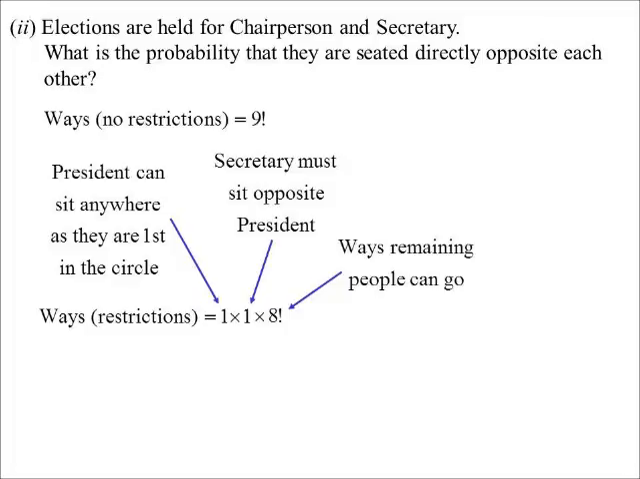And then the remaining people. But now it is like a line because there are already 2 people in the circle. So the positions are defined, so we treat it like a line. So 8 people in a line, 8 factorial. So probability, 1 times 1 times 8 factorial over 9 factorial, which cancels down to be 1 in 9.